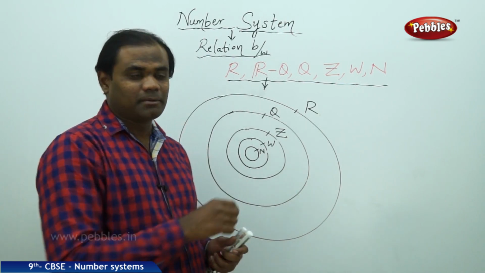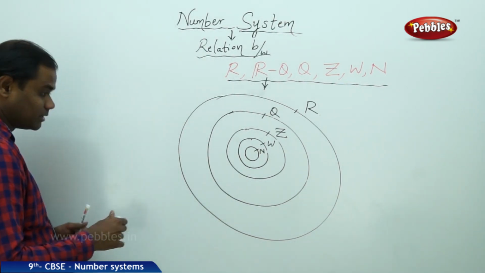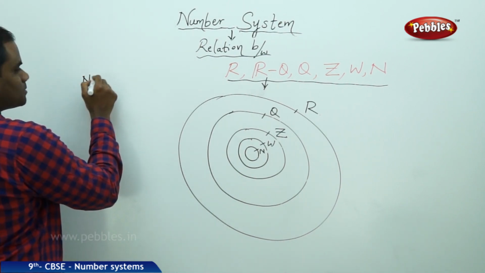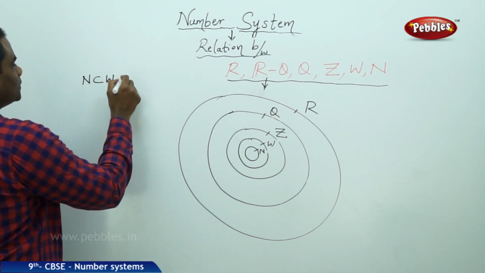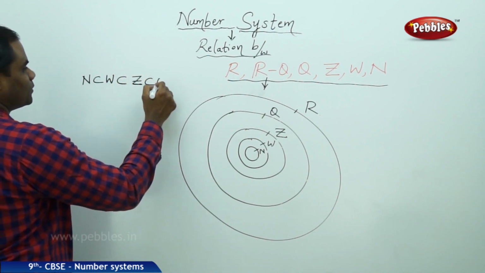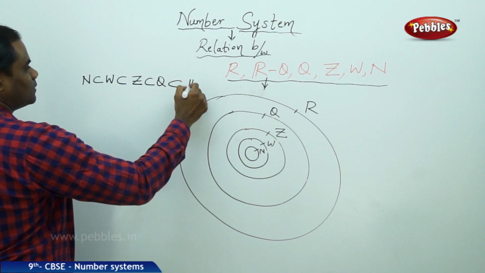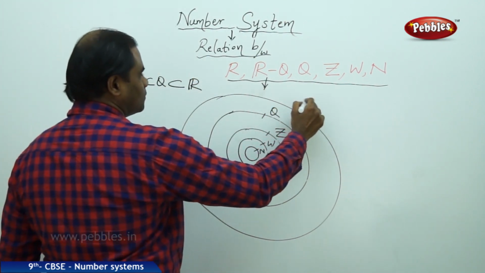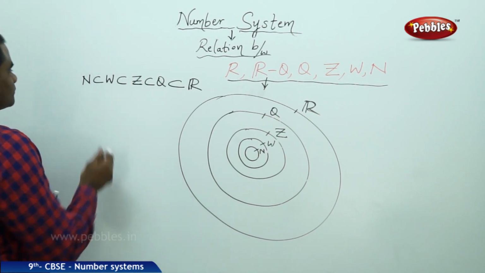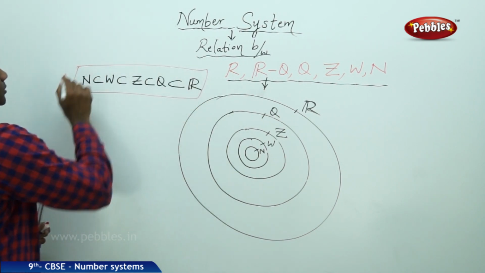The other way of representing this Venn diagrammatic or circular representation is that N is part of W, and W is part of Z, and Z is part of Q, and Q is part of R. That is how we understand the relation between each of them.